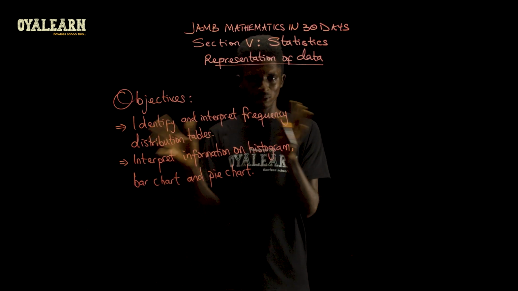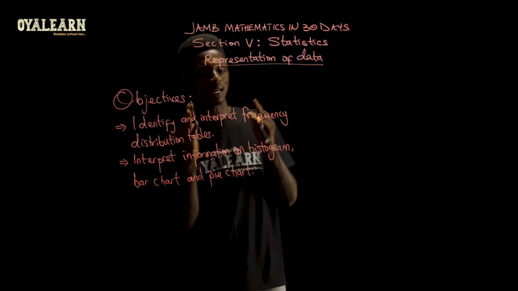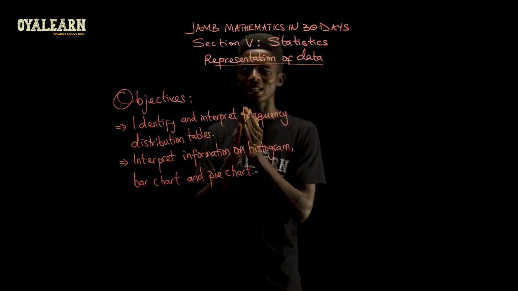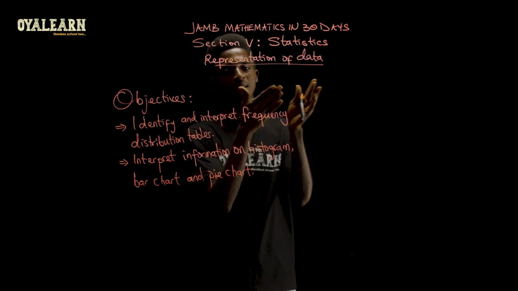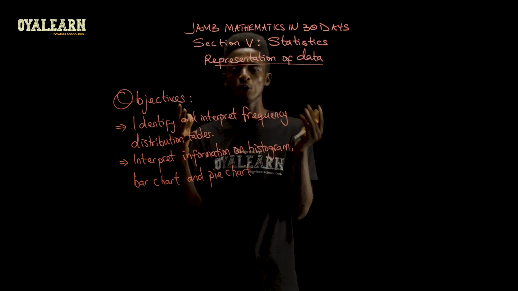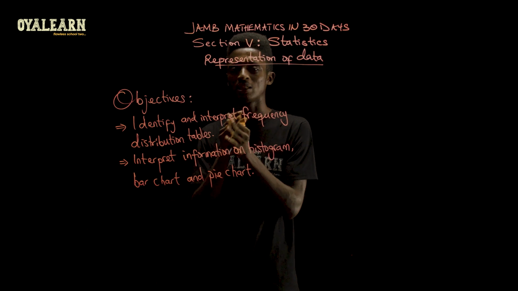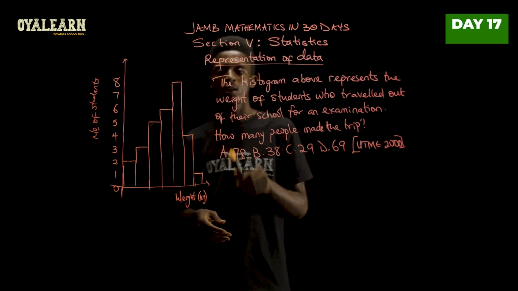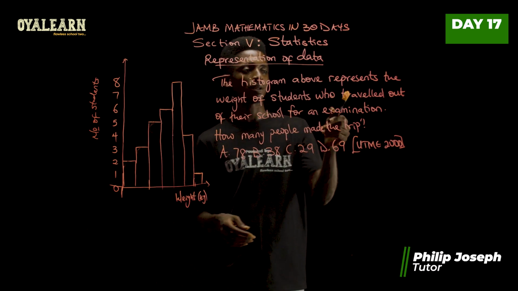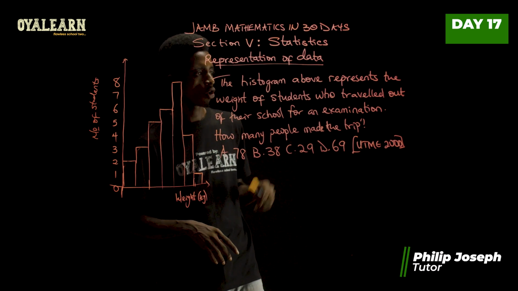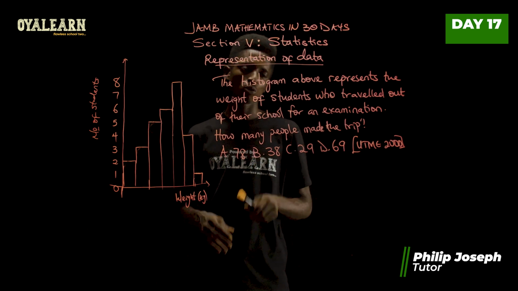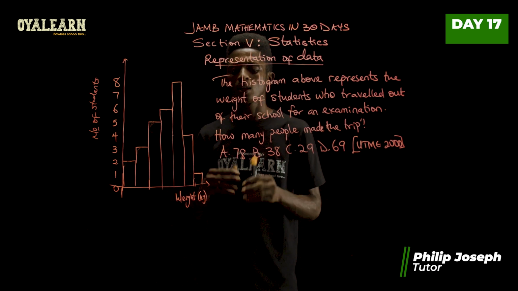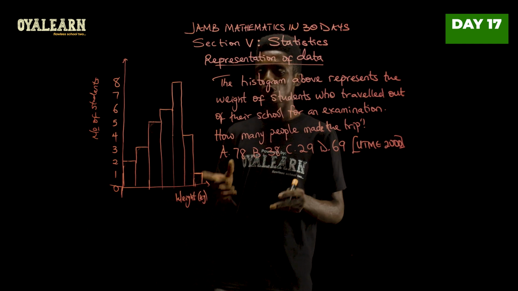So that being said, let's just move quickly and then begin to solve past questions that involve the representation of data. I'll be looking at questions from the UTME. So this question from UTME year 2000 says, the histogram above represents the weight of students who traveled out of their school for an examination. How many people made the trip?